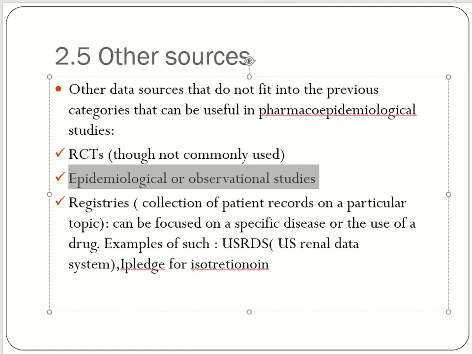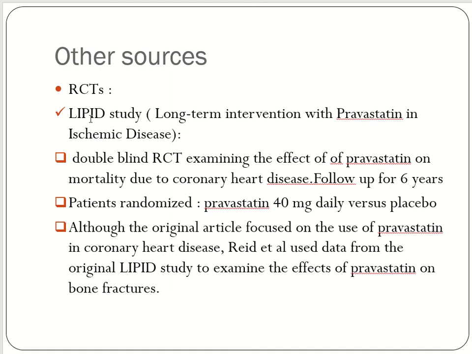For example, this is coming from the LIPID study, which is the long-term intervention with pravastatin in ischemic diseases. It was a double-blind RCT examining the effect of pravastatin on mortality due to coronary heart disease, with a follow-up of 6 years. If you only look at pravastatin and heart disease, it's not a secondary database, it's a primary database. Patients were randomized into either receiving the medication or the placebo.